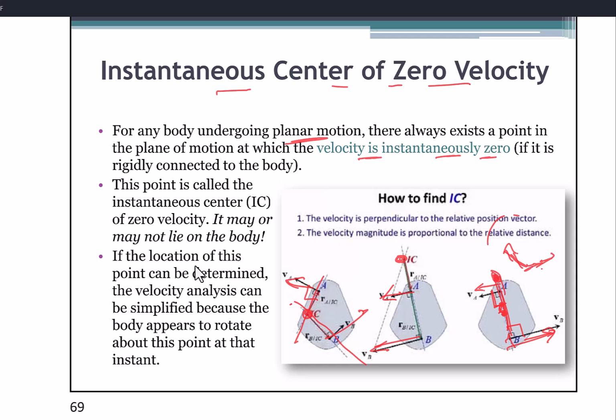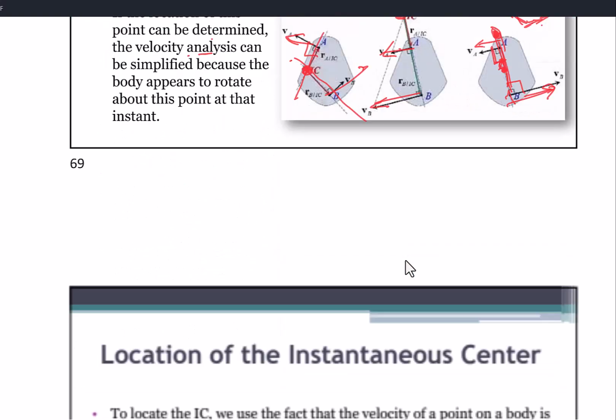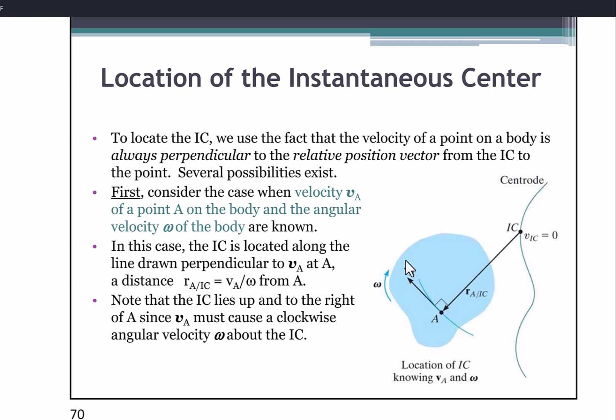So a small note, if the location can be determined, the velocity analysis can be simplified because the body appears to rotate about this point at that instant. I'm saying that the body is rotating about any of these centers of zero velocity. How do we determine this point? We can locate it in a few simple steps.